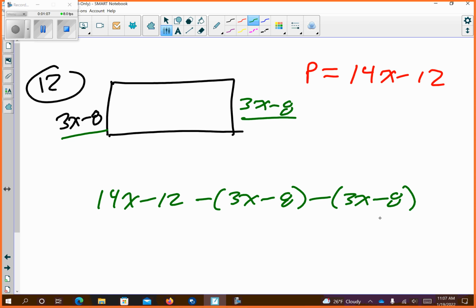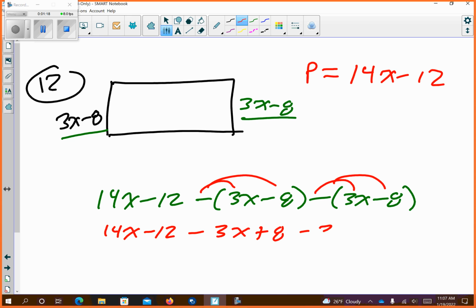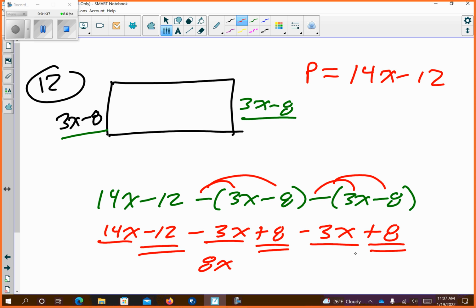Are you following my thought process so far? Make sure we distribute the negatives over the parentheses. So we get that. Let's combine like terms. So 14x minus 3x is 11x. 11x minus 3x is 8x. And then if I combine this, this, and this, 16 minus 12 is negative 4.